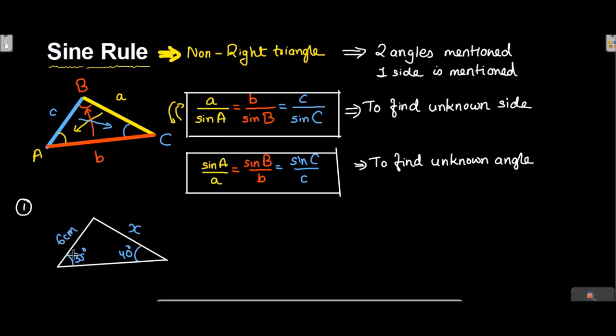Okay, so the information given is two angles and one side, and the other side we are going to find out. The first thing you should do is look at the angle in the diagram. Opposite the 35 degree angle is x. Similarly, opposite the 40 degree angle is 6. This is the link between the side and the angle, and we are going to use this link in the formula.